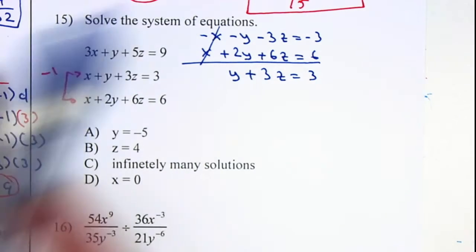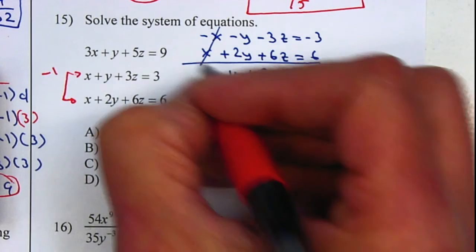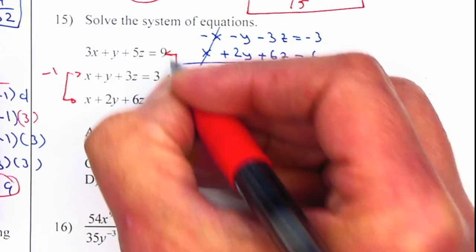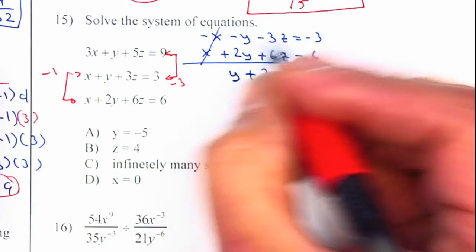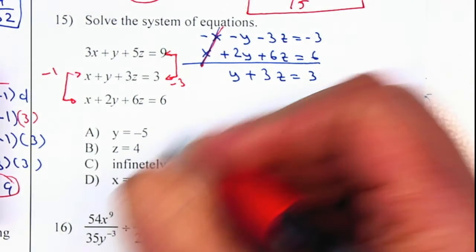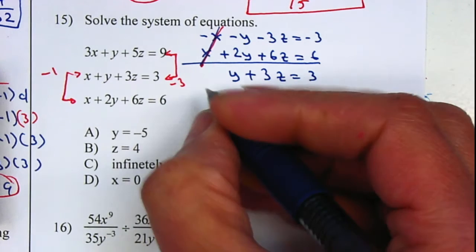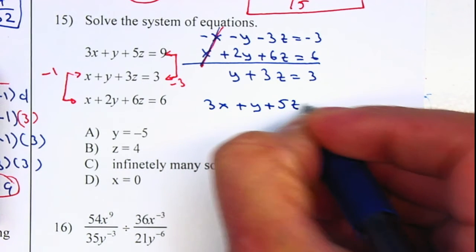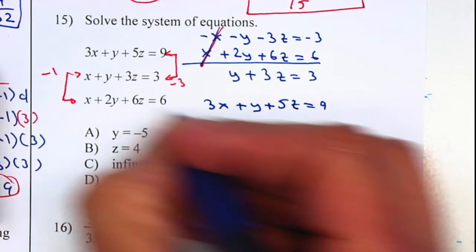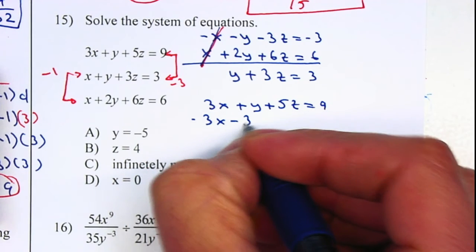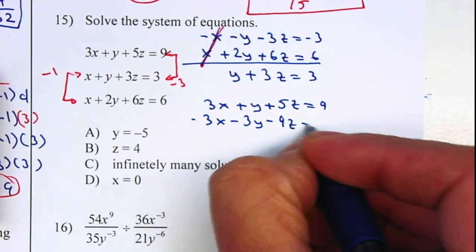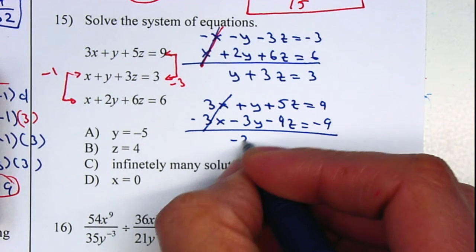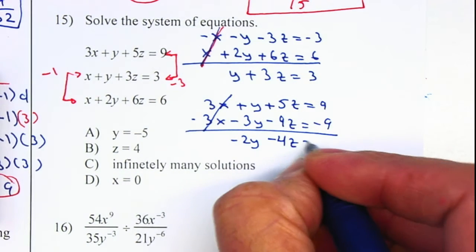I want to cancel the x's once again. So I'm going to grab the first one and the second one, and I'll multiply the second one by negative 3 so I can cancel the x's. Remember, if you cancel the x's once, you want to cancel the x's again. So that will give me 3x plus y plus 5z is equal to 9. The bottom one will be negative 3x minus 3y minus 9z is equal to negative 9. The x's cancel again. Negative 2y minus 4z is equal to 9 minus 9, which is 0.